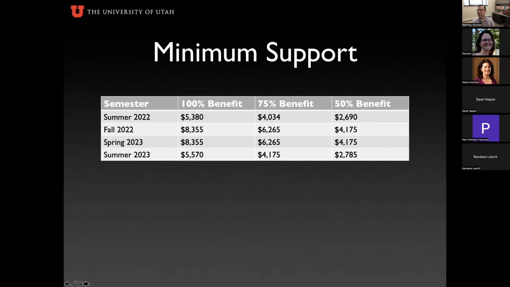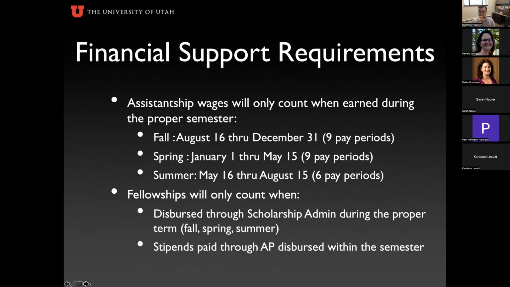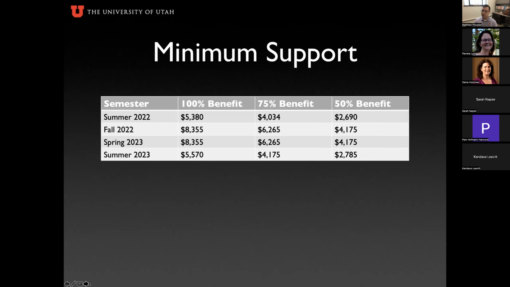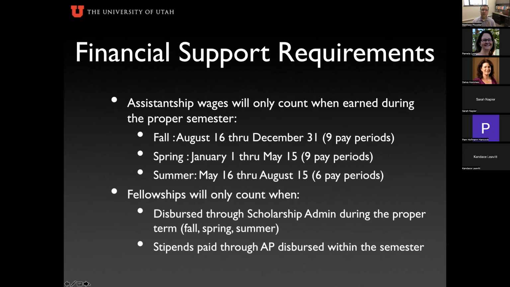And again, just as a refresher, minimum support requirement in order to get a certain percentage of tuition benefit on that tuition bill, 100%, 75, or 50% are these amounts. Financial support requirements. So that minimum support that we illustrated here, assistantship wages will only count during the proper semester. So fall is August 16th through December 31st, which is 9 pay periods.